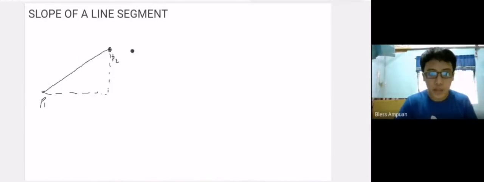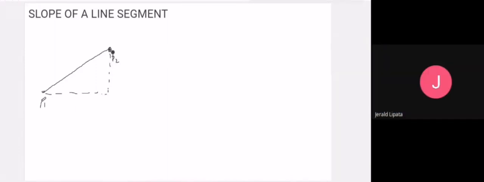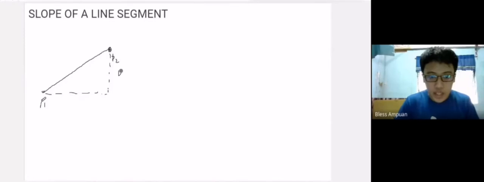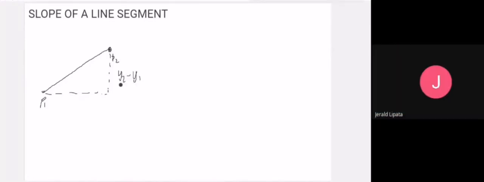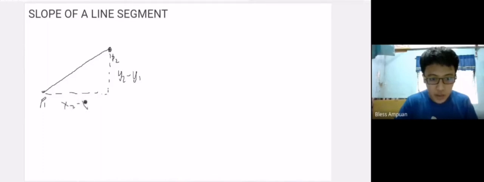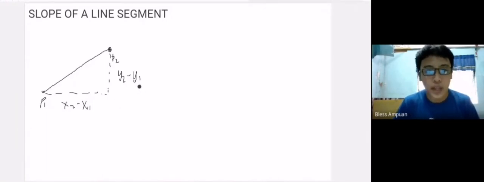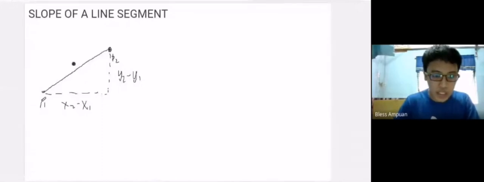And we know that this vertical line is our y sub 2 minus y sub 1, and here is our x sub 2 minus x sub 1. Just recall the derivation of the distance formula that we had derived last time. I know that it was already discussed in this lesson how y sub 2 minus y sub 1 and x sub 2 minus x sub 1 were derived. So at this point, we know that this is our distance, and the formula for our distance is the square root of x sub 2 minus x sub 1 squared plus y sub 2 minus y sub 1 squared.